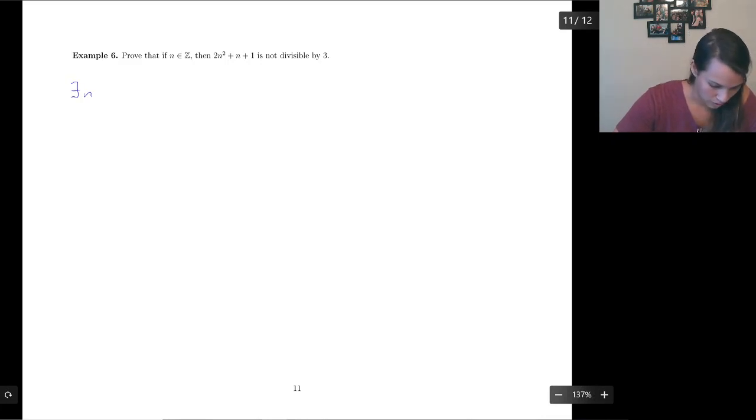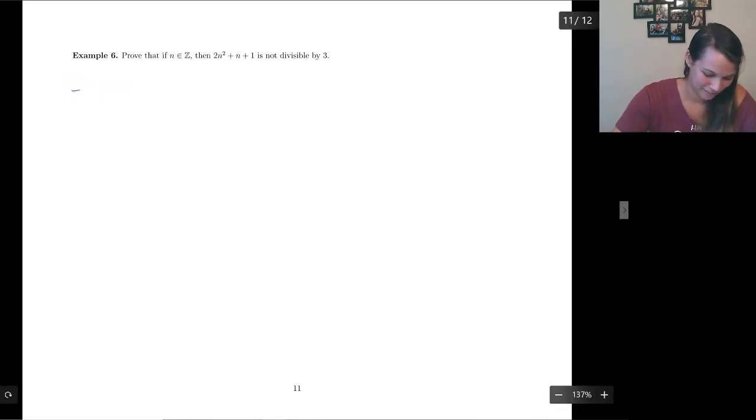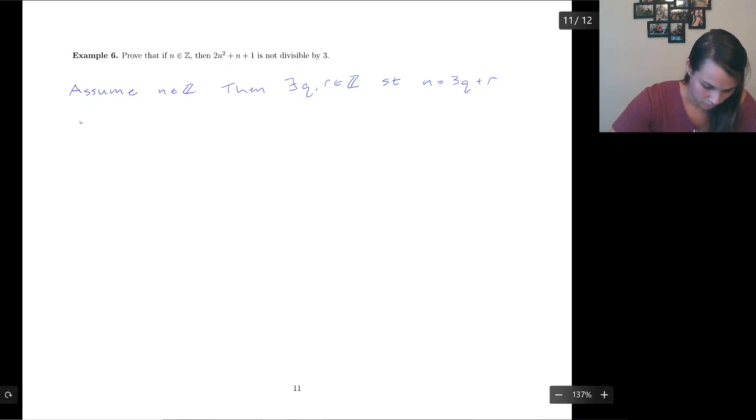So we're going to say there exists, assume, so assume n is an integer. Then we can use the division algorithm. Then there exists q and r such that n is equal to 3q plus r, where r is going to be equal to 0, 1, or 2.